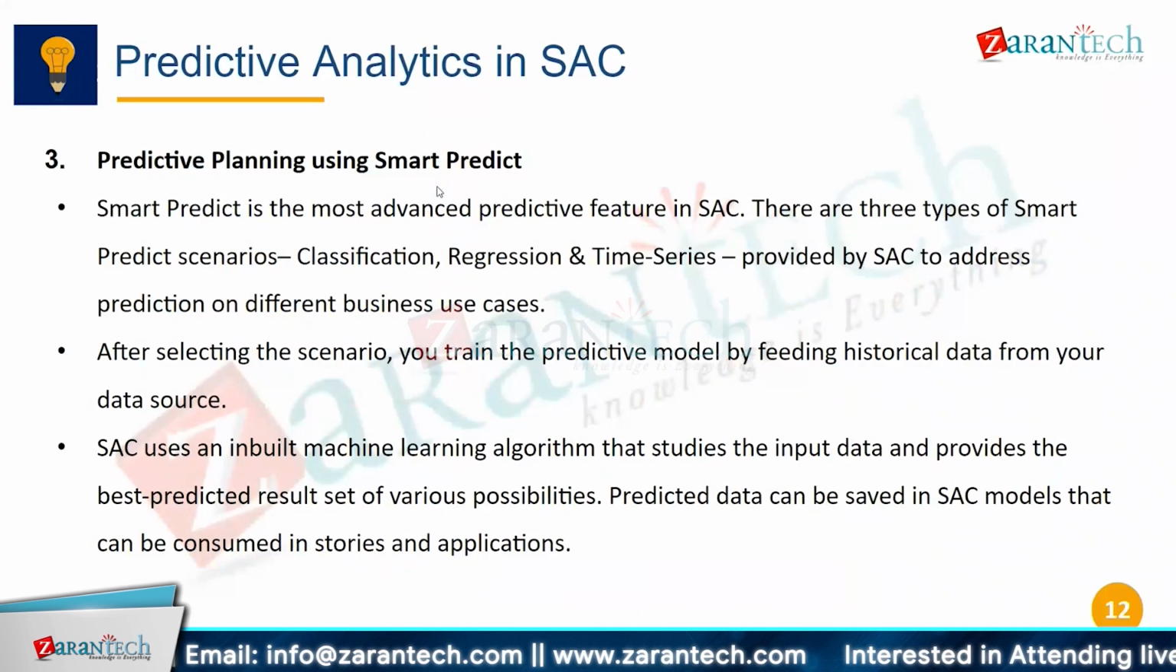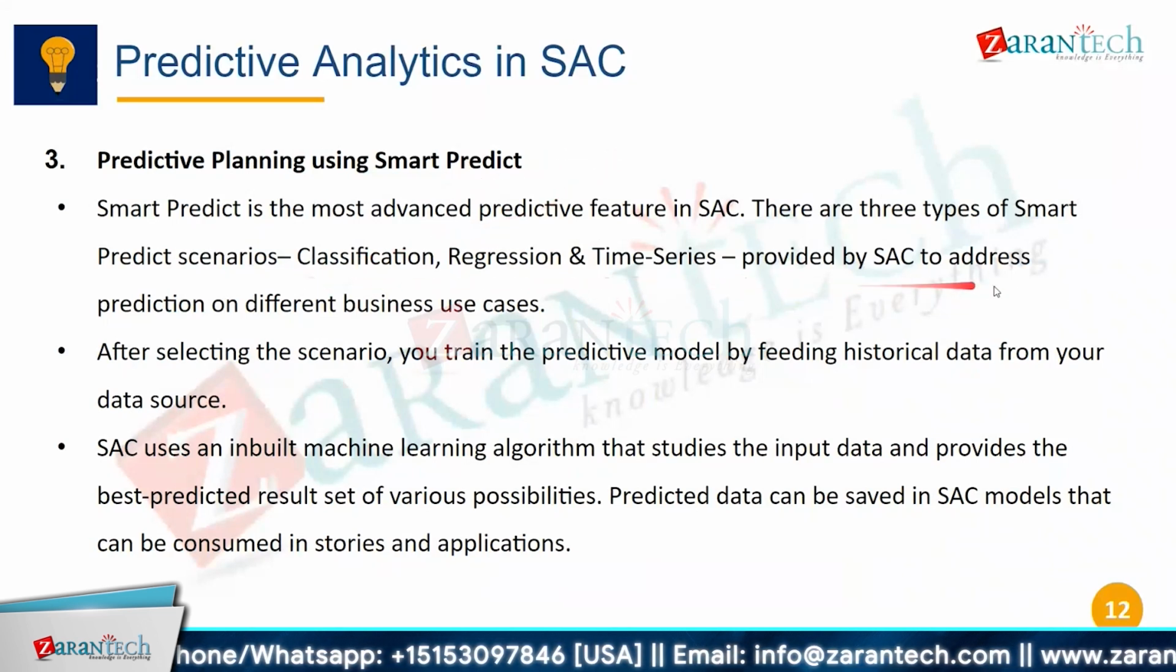In addition to tables and time series, which are readily available in widgets, we do have something called Smart Predict. Smart Predict is the most advanced predictive feature in SAC. There are 3 types of Smart Predict scenarios: classification, regression, and time series. These are the 3 scenarios now available. Probably in future there might be more. I will discuss what classification, time series, and regression are.